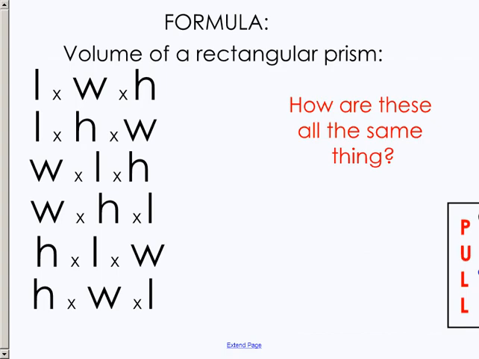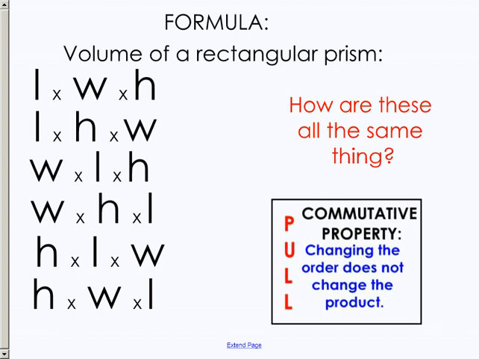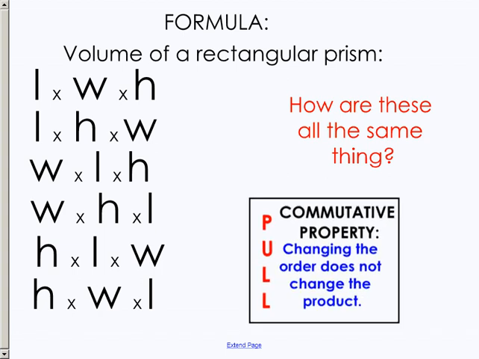Again, it really doesn't matter whether we do length times width times height or height times width times length. It doesn't really matter because those are really all the same formula. The commutative property says changing our order does not change the product, so we can change that order as often as we want, and it's not going to change our answer.